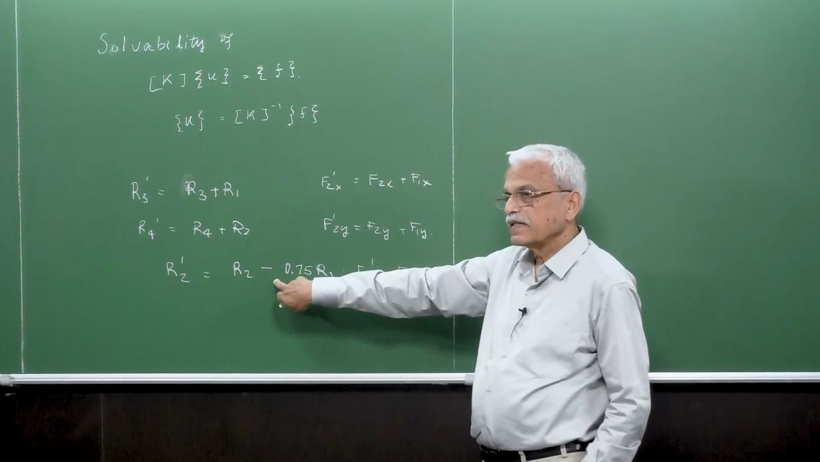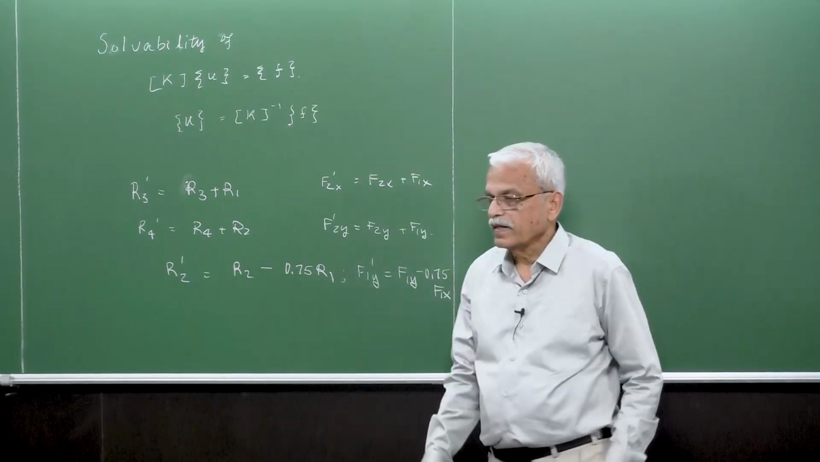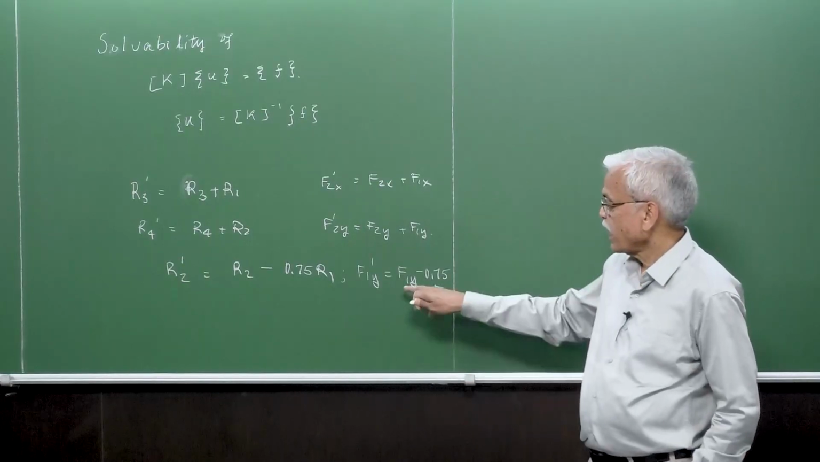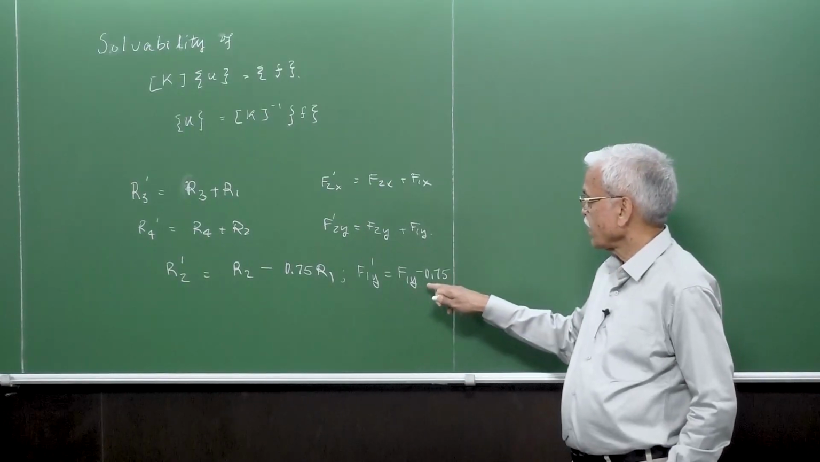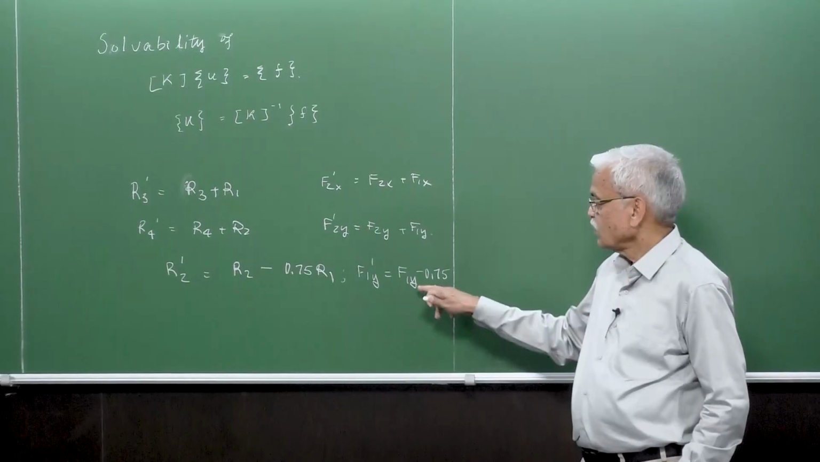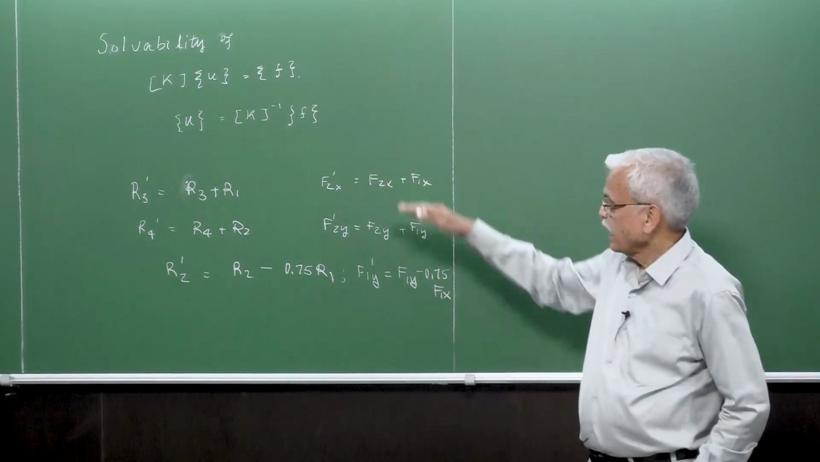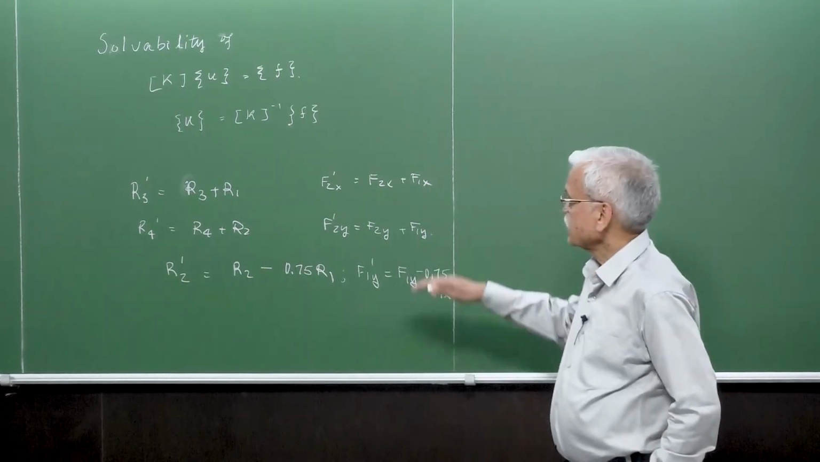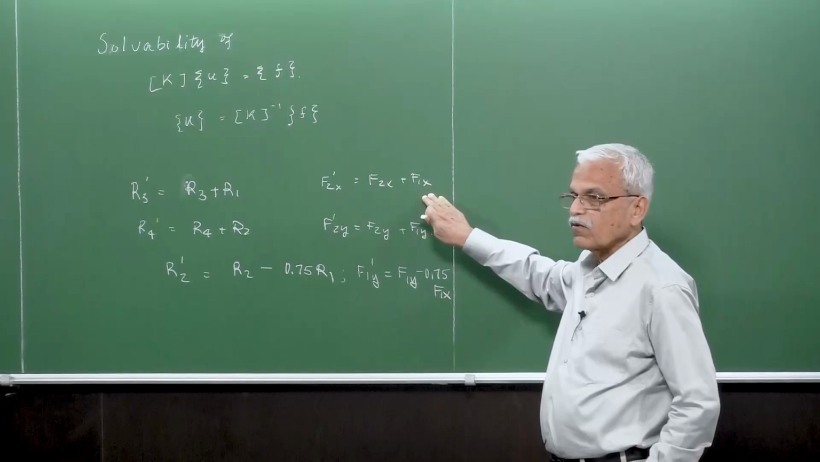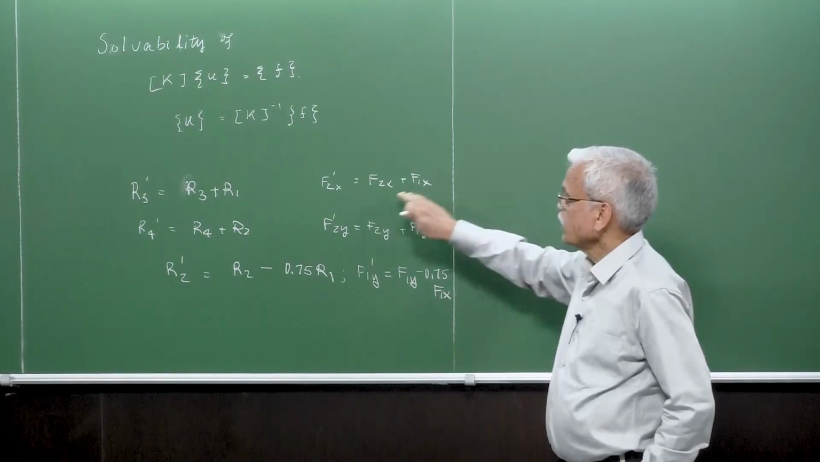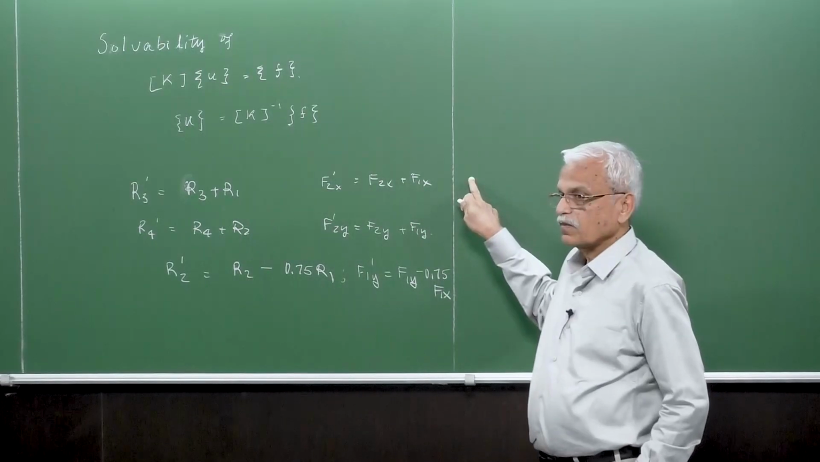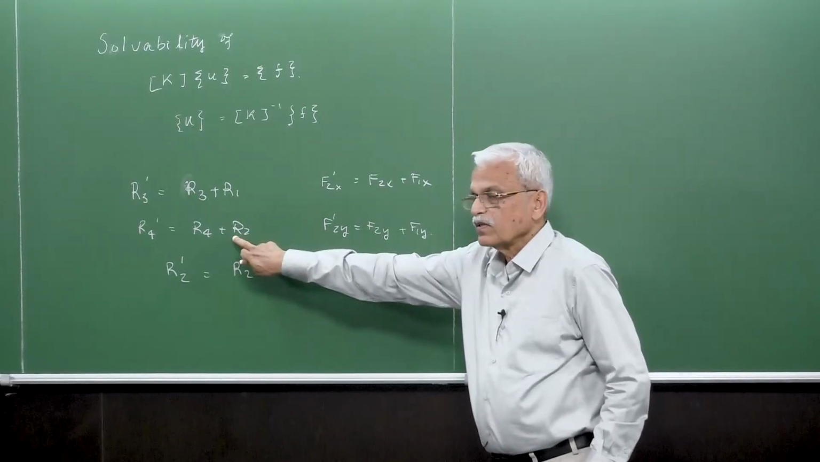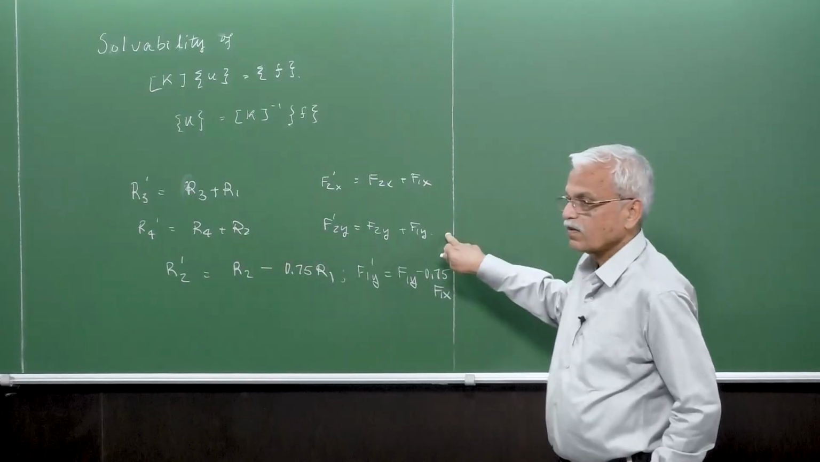And here, if you look at the right side, the f1y is replaced by f1y plus 0.75 f1x. So this is nothing but a kind of physical meaning we can give. This is the sum of the forces in the x direction. If this is 0, this also should turn out to be 0. Similarly, sum of the forces in the y direction. If this row turns out to be 0, this also should turn out to be 0.